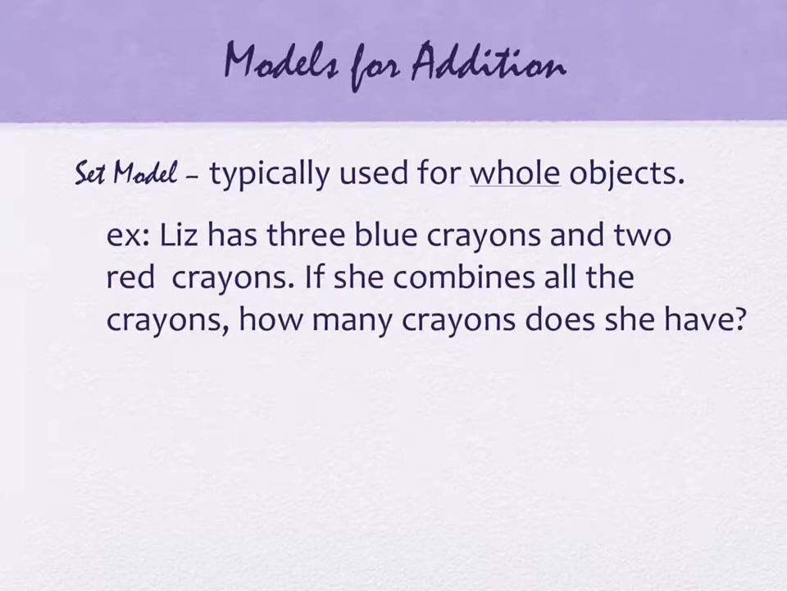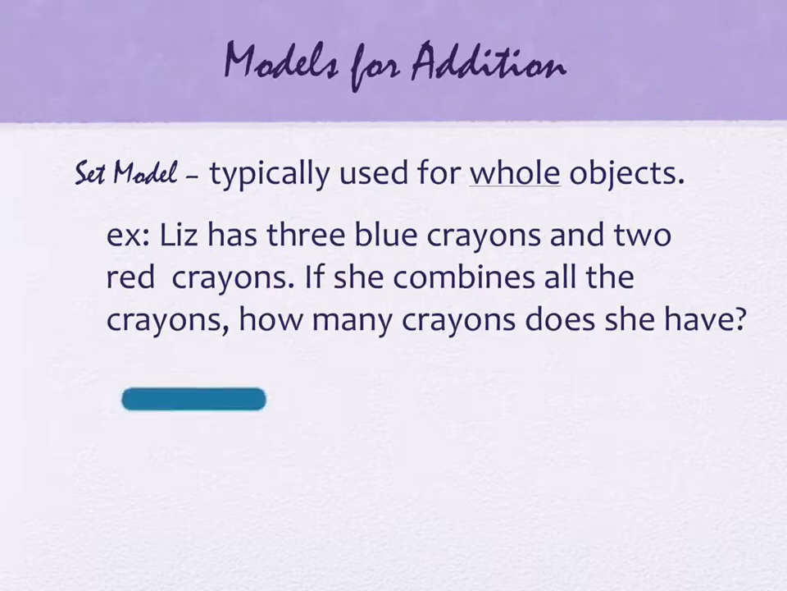So the first model for addition is called the set model, and it's typically used for whole objects. For example, Liz has 3 blue crayons and 2 red crayons. If she combines all the crayons, how many crayons does she have? And we can actually do this in a very concrete way. This is a visual that will work very nicely. What color did I start with? Blue.